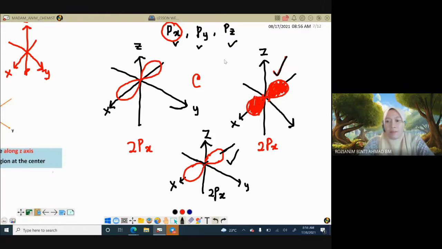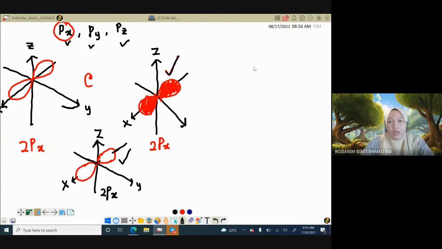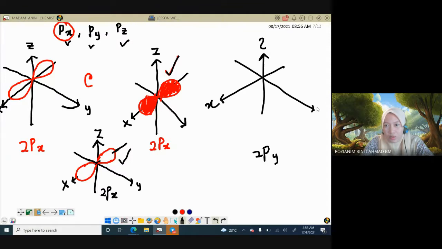Okay, so dah 8.56, saya habiskan PY, PZ. Okay, kalau you nak lukis 2PY, samalah juga. Lukis axis dulu, Z, X, Y. So dia kat mana? Dia atas paksi Y. Okay, kalau dia 2PZ, maksudnya apa? Atas paksi Z. Dapat? Okay, so our lesson for today is enough, berhenti sampai sini lah.